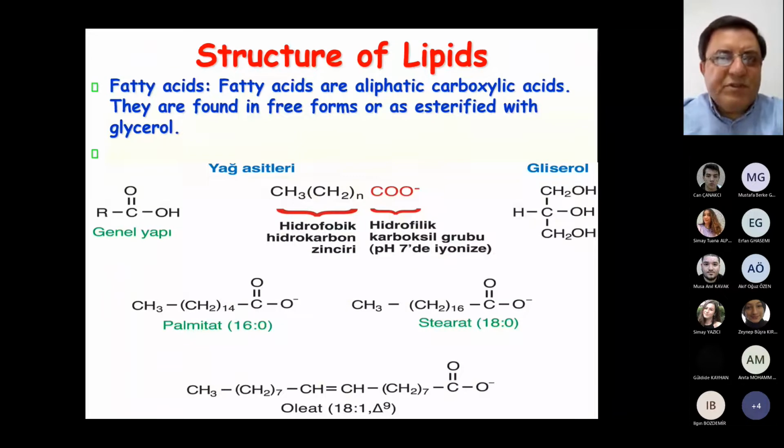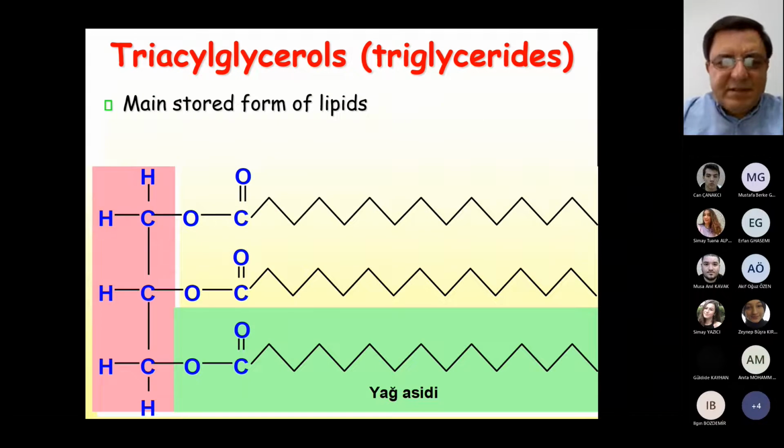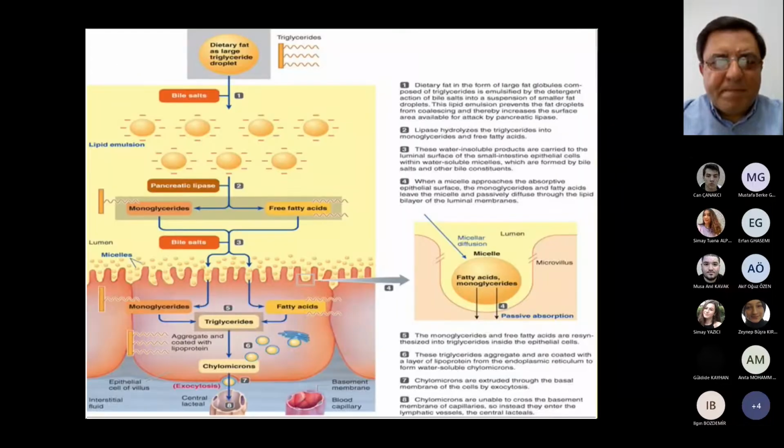And the structure of lipids, these are the fatty acids, they are the aliphatic carboxylic acids, and they are found in the form of free fatty acids and or esterified with the glycerols. And as you see on the slide, there is a fatty acid. They have a hydrophobic hydrocarbon chain and a hydrophilic part, the carboxylic acid group. Palmitic acid, stearic acid, and oleic acid are some types of the fatty acid structures. And as I said, these lipids are stored in the form of the triacylglycerols, as you see.